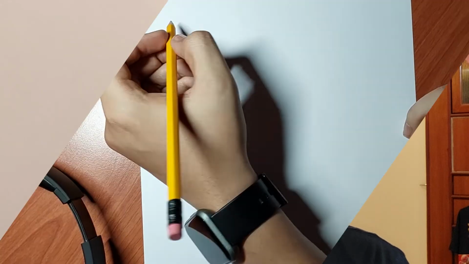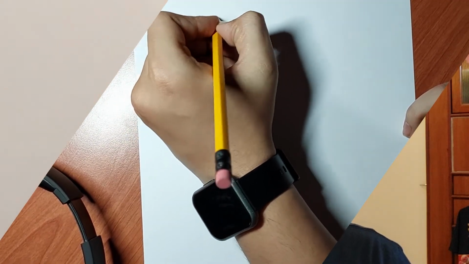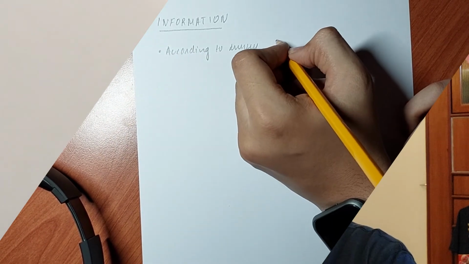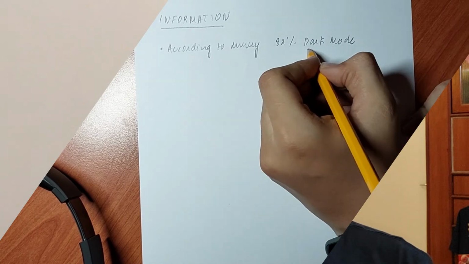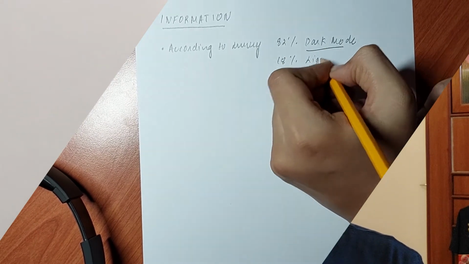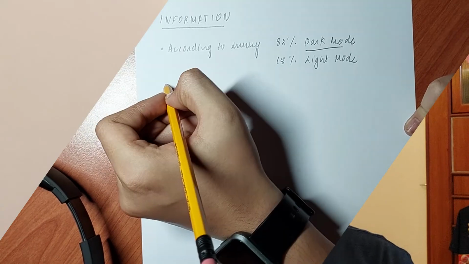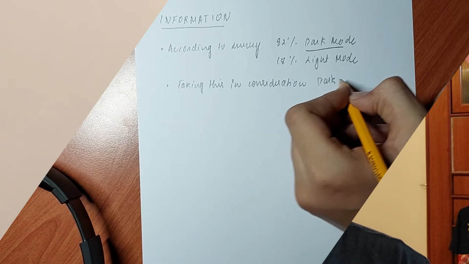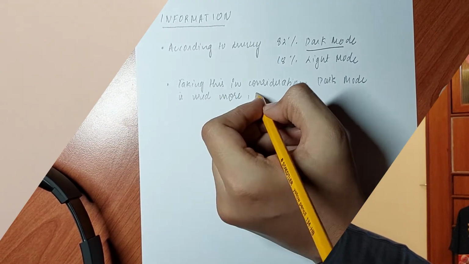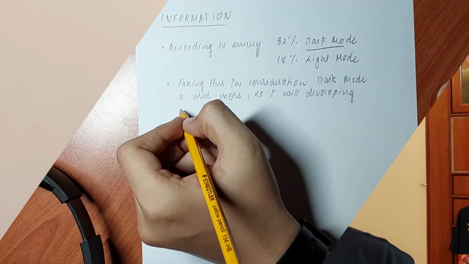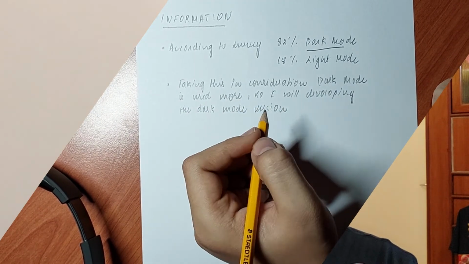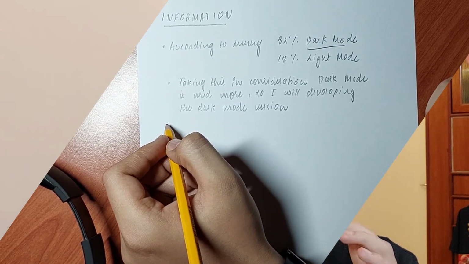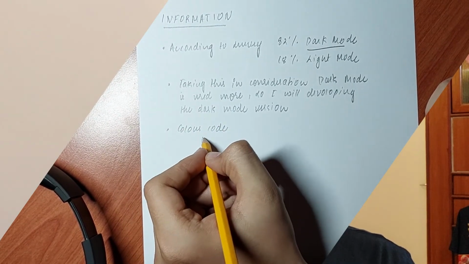Okay, let's move to the information stage. In this phase, I wanted to know one main thing, which is, should I do this in dark mode or in light mode? So I wanted to search this and survey it on the internet, and I found out 82% of the people use dark mode and only 18% of the people use light mode. Taking this information, dark mode is more favorable, so that is why I'll be using dark mode as the base of the design.